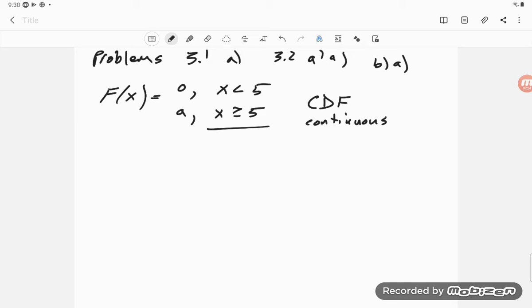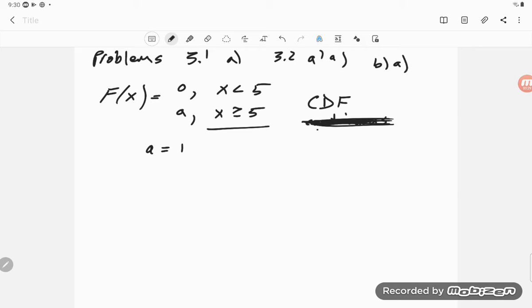And I guess now that I look at it, I don't think this is continuous. Okay, so scratch that. So you see, I just started looking at the problem, and because I saw the x greater than or equal to 5, I thought, oh, it's continuous. But no, here's the thing: I'm going to need A to equal 1.